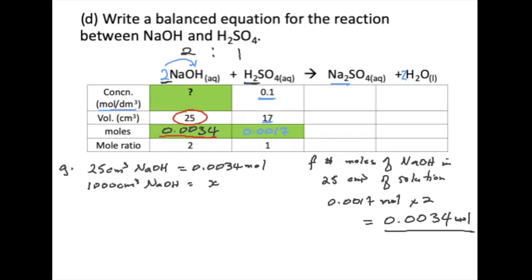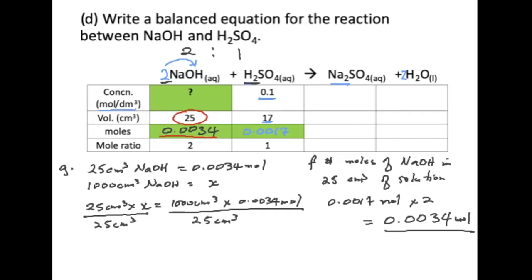Then of course, we're going to do the good old cross multiplication. So we'll get 25 cm cube times X is equal to 1000 cm cube times 0.0034 moles. All of this we'll have to divide by 25 cm cube to make X our subject, and we can just work this out, and this will end up with 40 times 0.0034. So this will give us 0.136. So the molar concentration of our sodium hydroxide is 0.136 moles per dm cube. So we'll put 0.136 moles per dm cube right there.